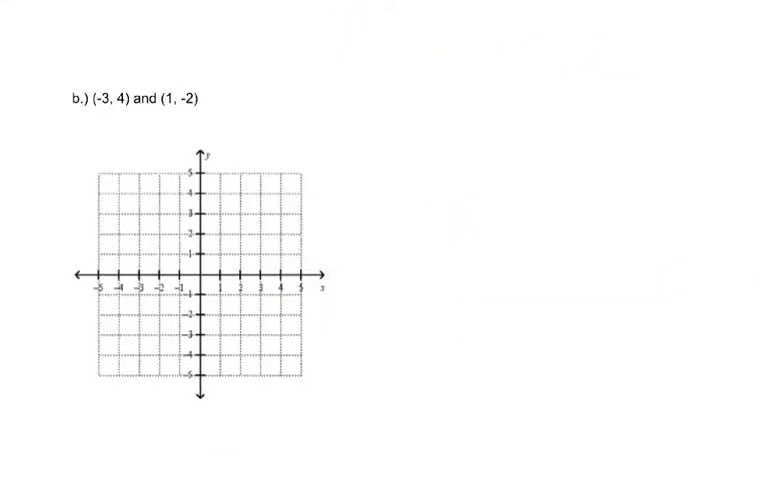All right, so here's another one. Negative 3, 4 and 1, negative 2. I'm going to connect them. And then I'm going to make a right triangle. You could go above or below the line. It doesn't matter. You're going to get the same right triangle. And let's call this A, B, and we're always trying to find C on this.